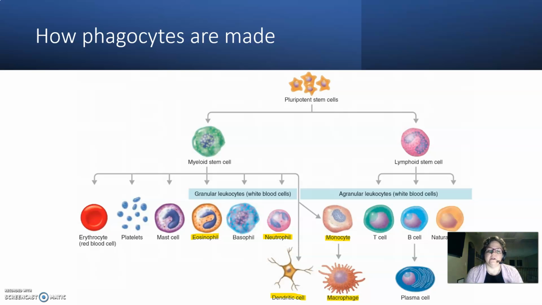Our granular leukocytes are going to be our eosinophils, our neutrophils, and our dendritic cells. And then our agranular leukocytes are going to be our monocytes, which turn into our macrophages.